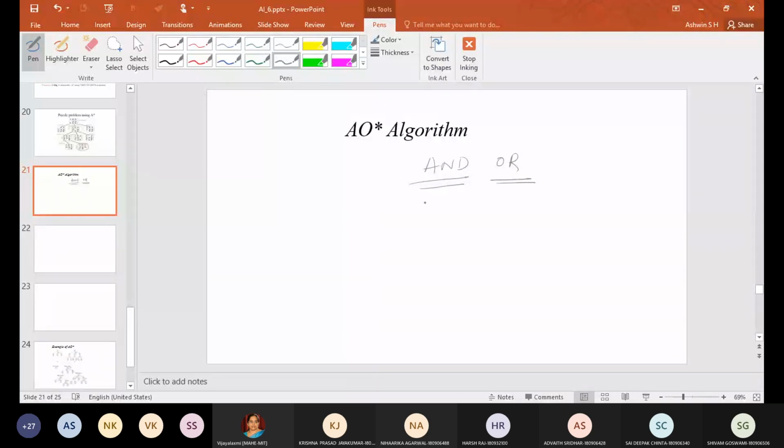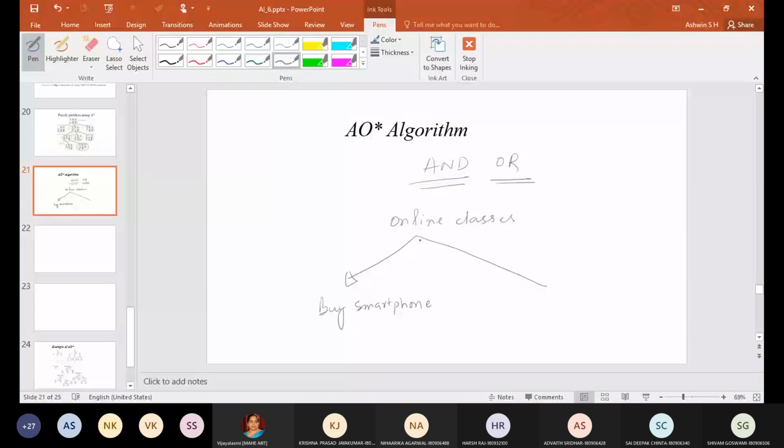I'll just give you one simple example of how the traversal takes place when you have a problem, again using trees or using graphs. When you solve it, how you can use this AND-OR logic. So I'll take a simple example. Online classes are going on. So you want to buy a smartphone. You want to buy a smartphone.